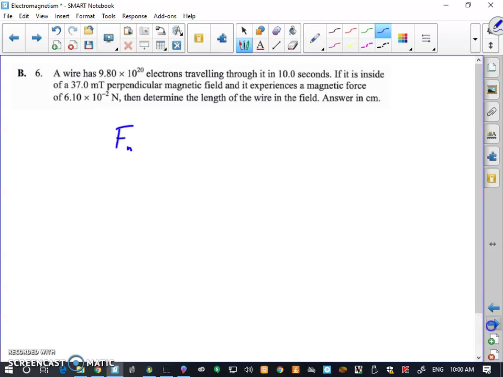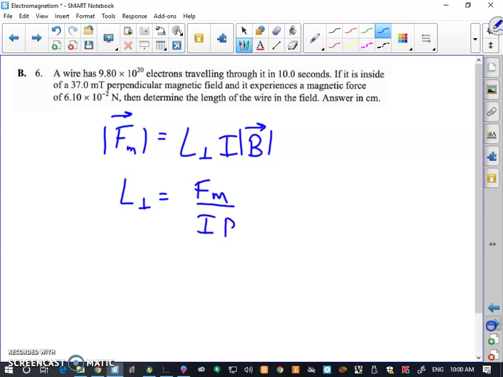Okay, so my formula. There it is. I'm going to solve this one for L perpendicular. That's going to be Fm over IB. Don't mind if I get rid of those absolute value signs and the vector notation. Forgive me. All right, the magnetic force. We have 6.10 E negative 2.